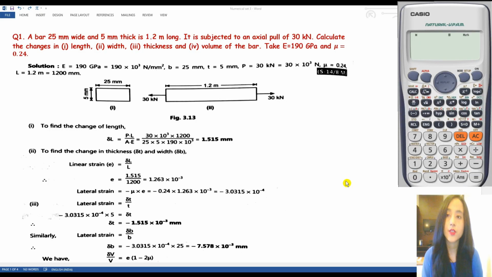Welcome back to this session. Today in this session, we will be continuing from where we left off yesterday. We will be solving more numericals in this session. Let us start with the first numerical.